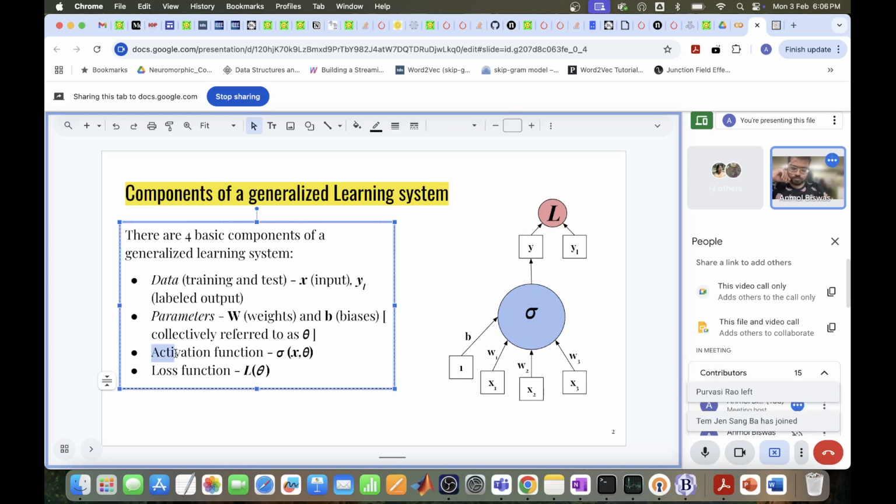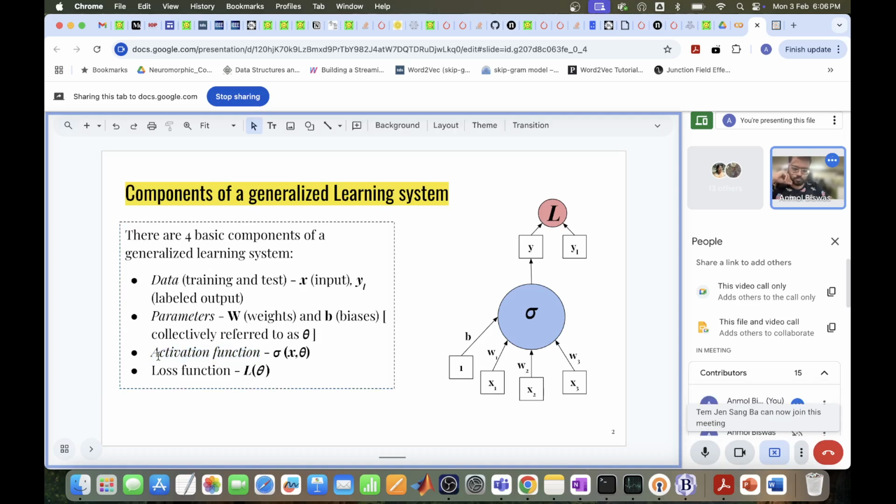So the third thing that you have, which is typical of deep learning systems, is called an activation function, which is usually denoted by this symbol sigma, right? So activation functions are, like I said, typical of deep learning systems. The other thing, which is a loss, is common to all kinds of learning systems, right?